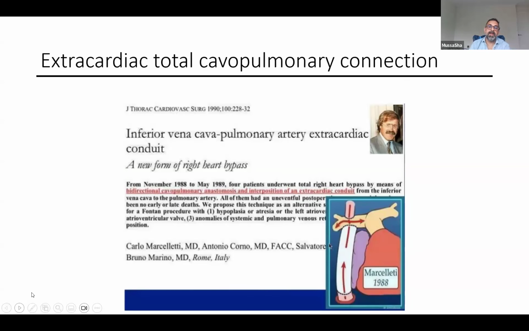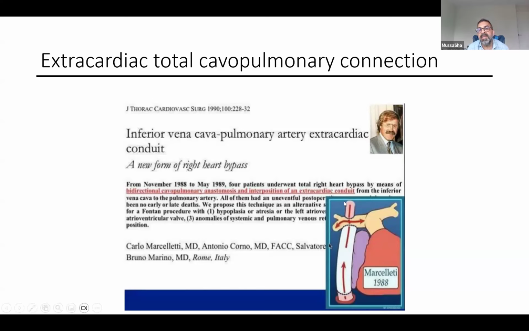And then that was taken one step further by an Italian surgeon called Carlo Marcelletti, who, rather than building a Gore-Tex tunnel within the atrium, actually created a conduit between the inferior vena cava and the underside of the right pulmonary artery that you can see depicted in the diagram here, which is essentially how we do our Fontan operation today. So this is termed an extracardiac total cavopulmonary connection, or TCPC. Okay, and this is how we do the operation today.